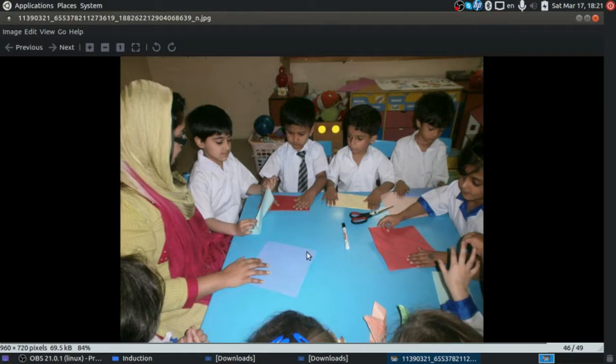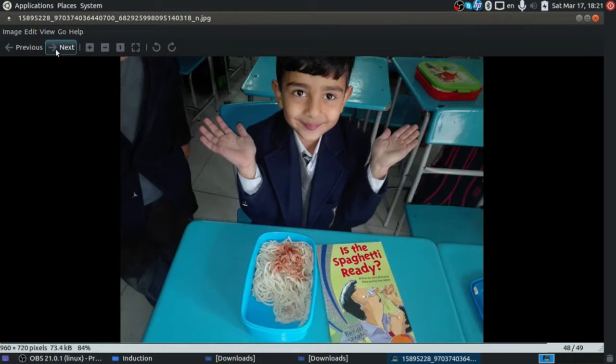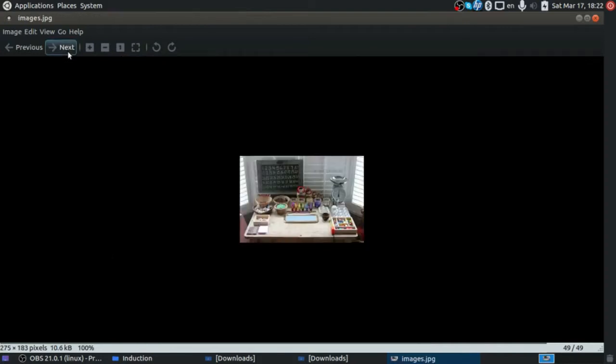She also has one paper. So when she folds it in half, they will do the same. So copy, copy, copy. It's a play area, I could see. A rug and cushions with the toys. See that? They have done the reader, is the spaghetti ready? And the next day a child brought real spaghetti. So this is also a cool style.